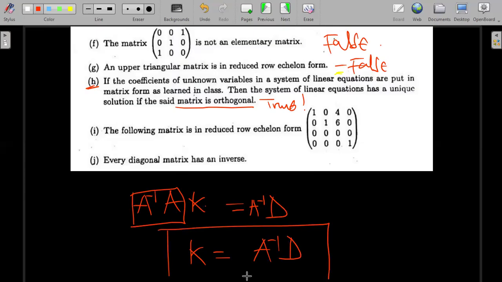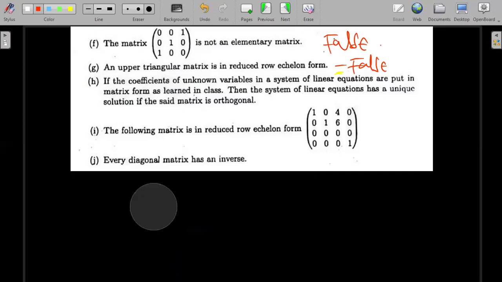Okay, so make sure that whenever the matrix is orthogonal, or in other words, whenever the matrix has an inverse, you're going to find a unique solution to your system of linear equations. Right, but you understand this better when you do that topic. All right, and then let's look at H.